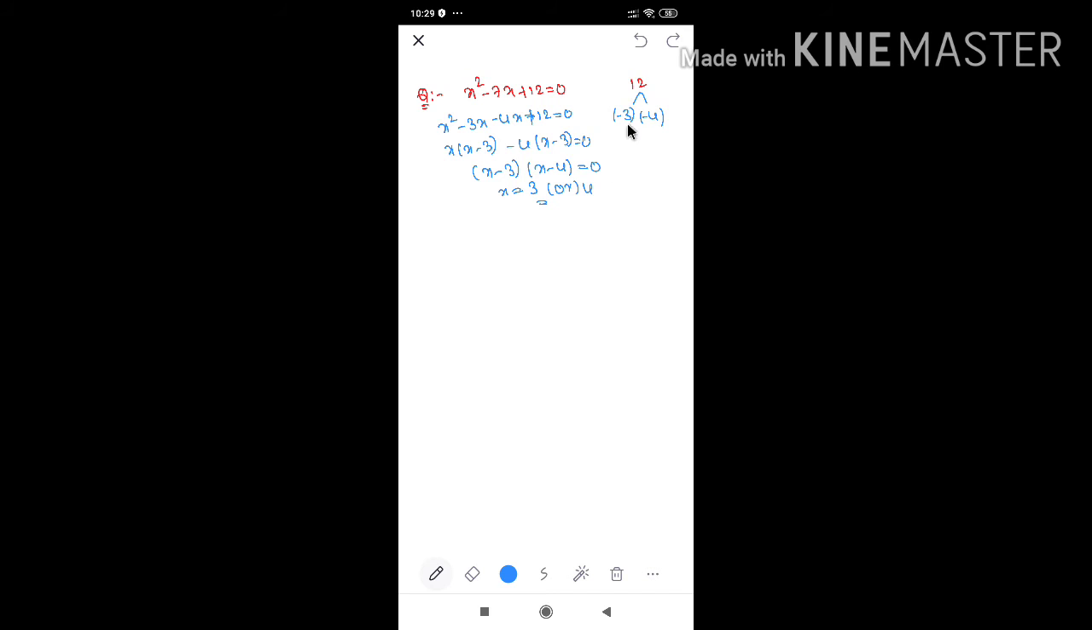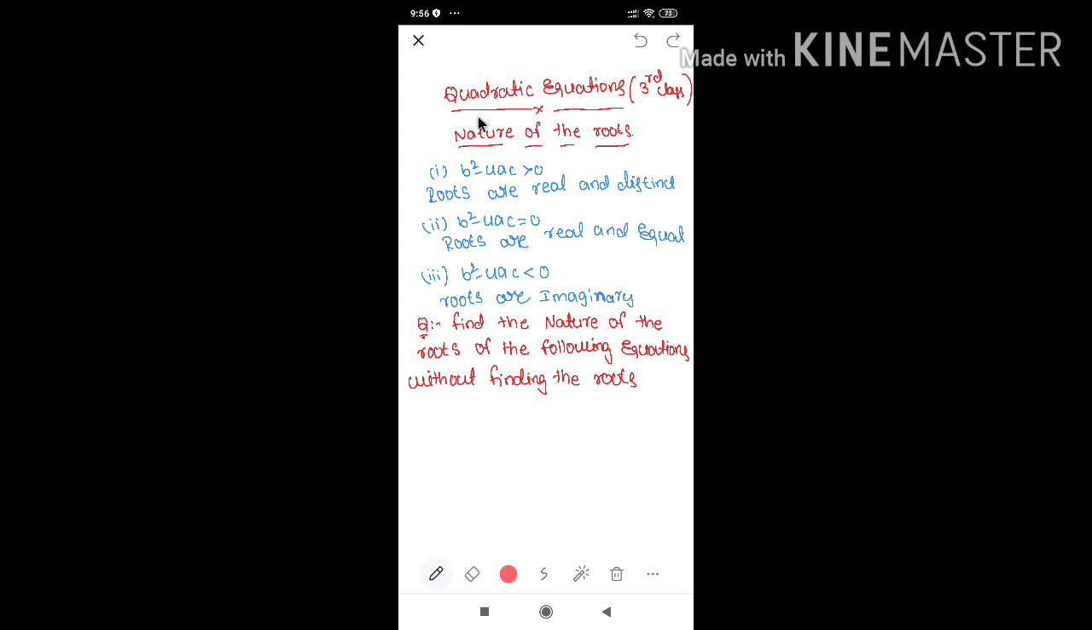These are the roots in general. See the nature of the roots. b² − 4ac is greater than 0: roots are real and distinct. b² − 4ac is equal to 0: roots are real and equal. b² − 4ac is less than 0: roots are imaginary. So now we are doing questions based on this.